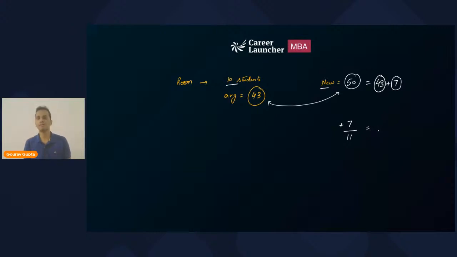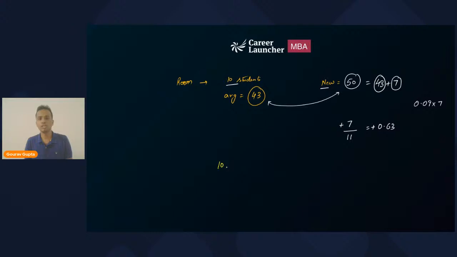Now 1 upon 11 is 0.09. Okay, multiplied by 7, it will be 0.63 approximately. Okay, so I can say that if I go towards the exact calculations for this particular case, the average will increase by 0.63, or you can say that 7 upon 11, right? Now let's take one more scenario.